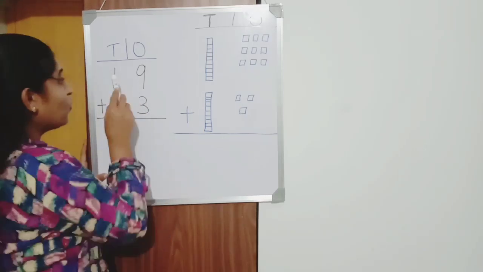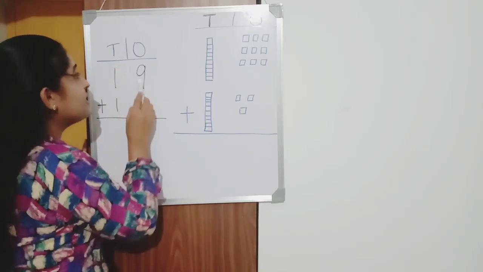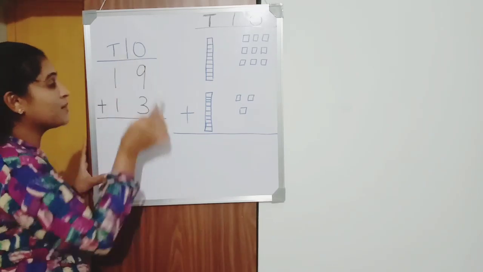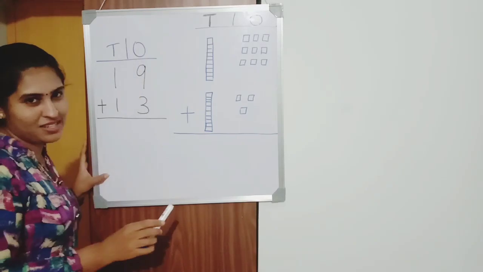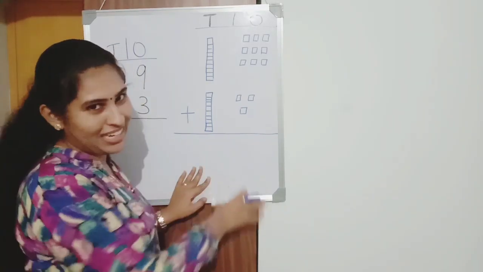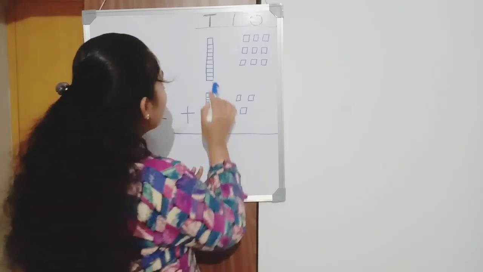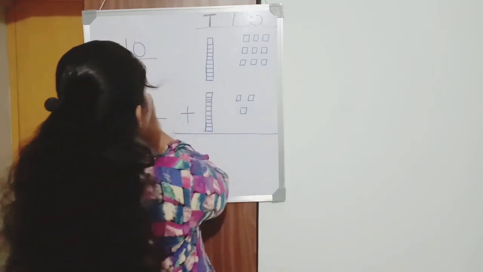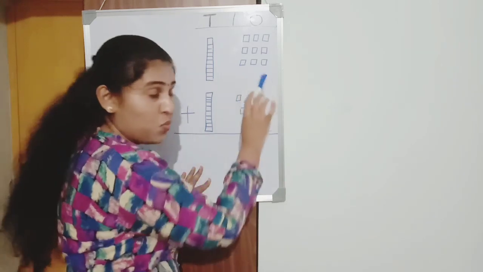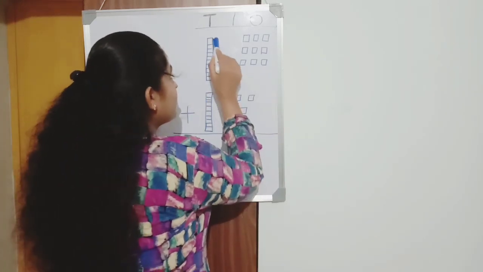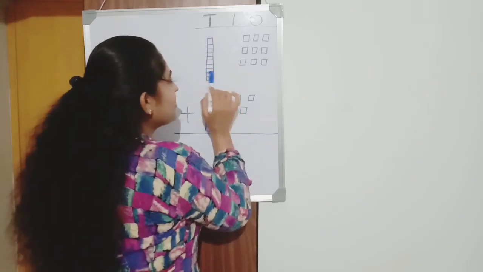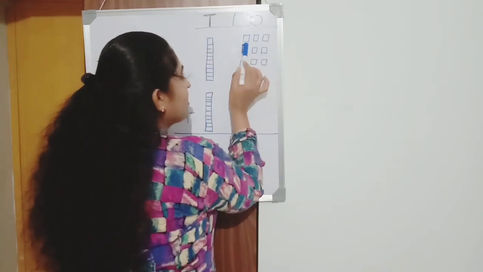13. 1 in the tens place, 9 in the ones place. Here in 13, 1 in the tens place and 3 in the ones place. Before adding this, let's add the pictorial representation. So here, in 19, 1 tens and 9 ones. So here we represented this as 1 ten and 9 ones. Let's count.